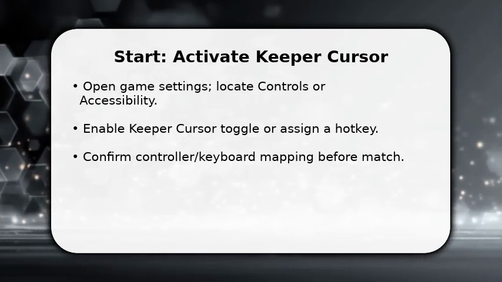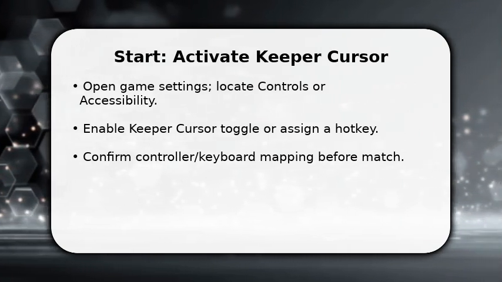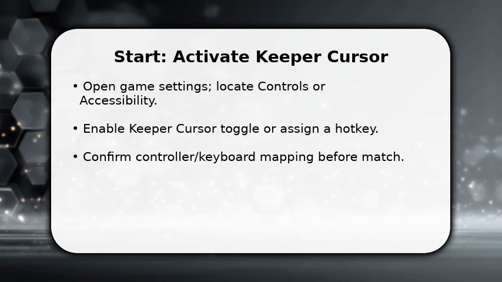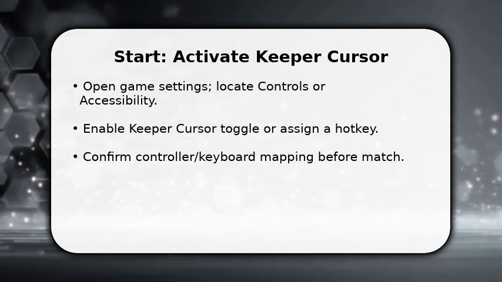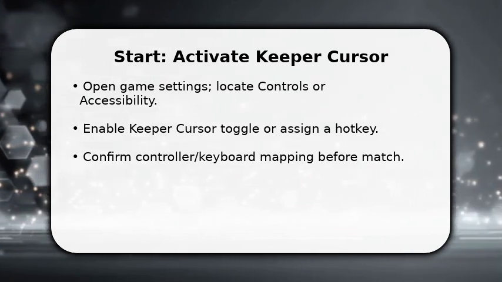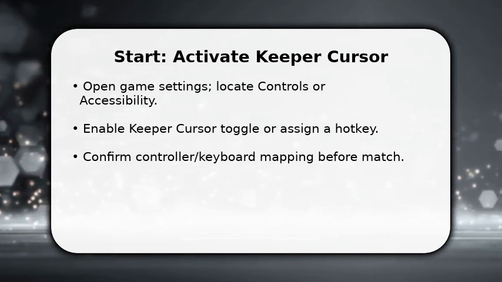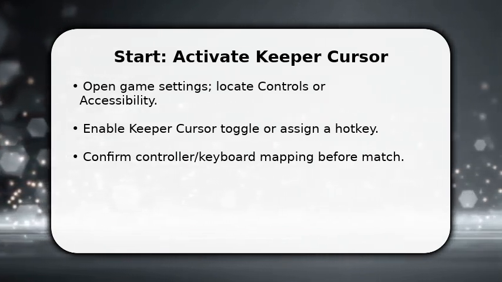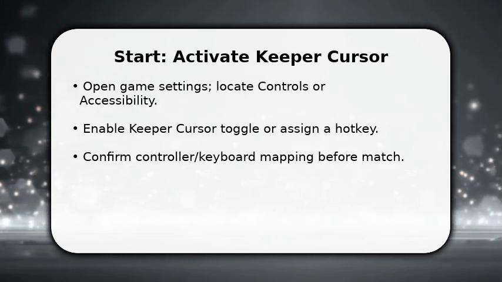You start by enabling the keeper cursor so you can directly pick the goalkeeper with a button press. This reduces confusion during shots. First, open Controls and turn on the keeper cursor option, or bind it to a convenient key or stick. Once done, check that your controller or keyboard mapping doesn't conflict with other commands, and save settings. You're now ready to test in a quick match to see how the cursor appears over your keeper.